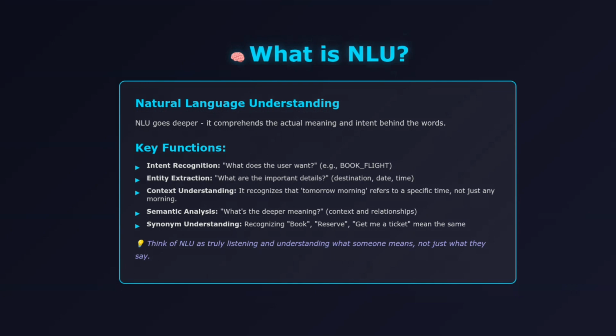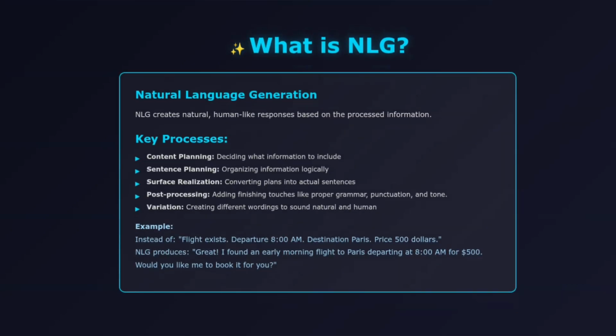Think of NLU as the person who not only listens to your request, but actually understands your intention. It's the difference between hearing words and comprehending meaning. Finally, let's talk about NLG, Natural Language Generation. This is where the magic happens. After understanding what the user wants, NLG is responsible for crafting a natural, human-like response. Using our example, once NLU figures out you want to book a flight to Paris tomorrow morning, NLG takes over and thinks, "Now, how do I explain the available flights in a way that sounds natural?"